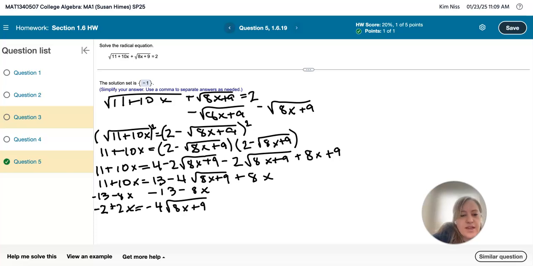Now you can see this negative 2, this positive 2, and this negative 4 all have a 2 in common, so you can actually simplify even further by dividing everything by 2. So you're left with negative 1 plus x equals negative 2 square root 8x plus 9.